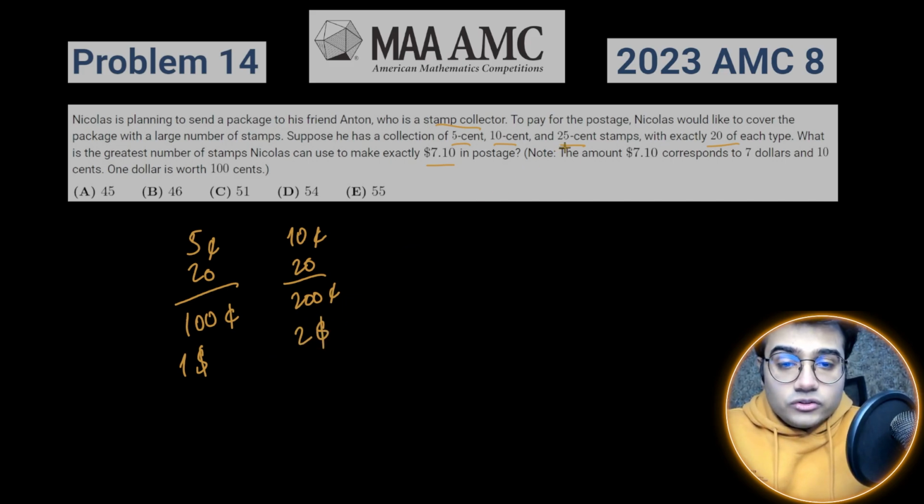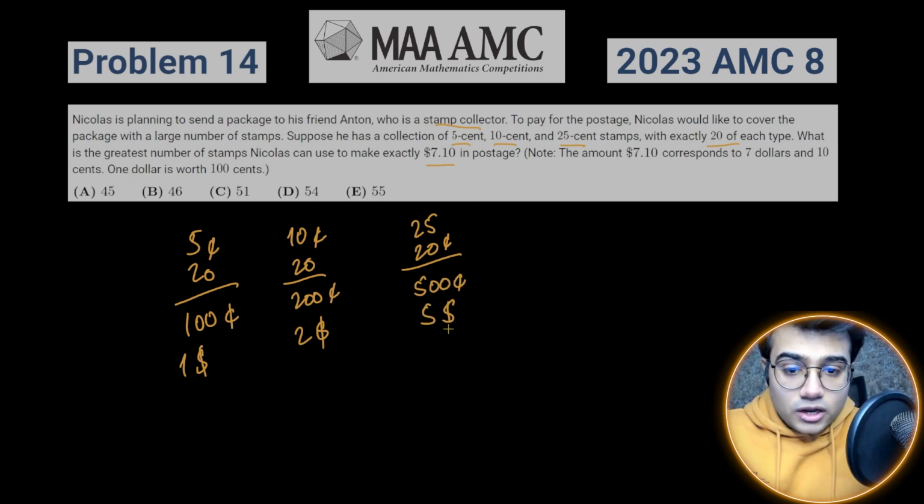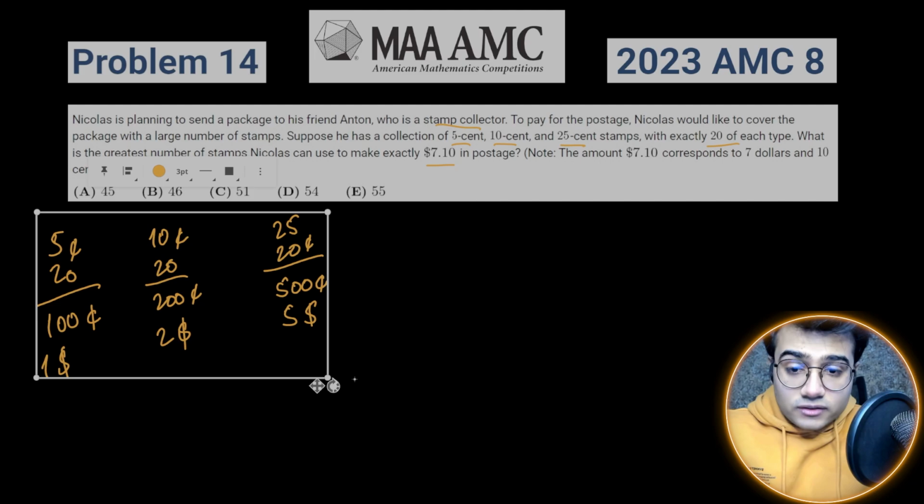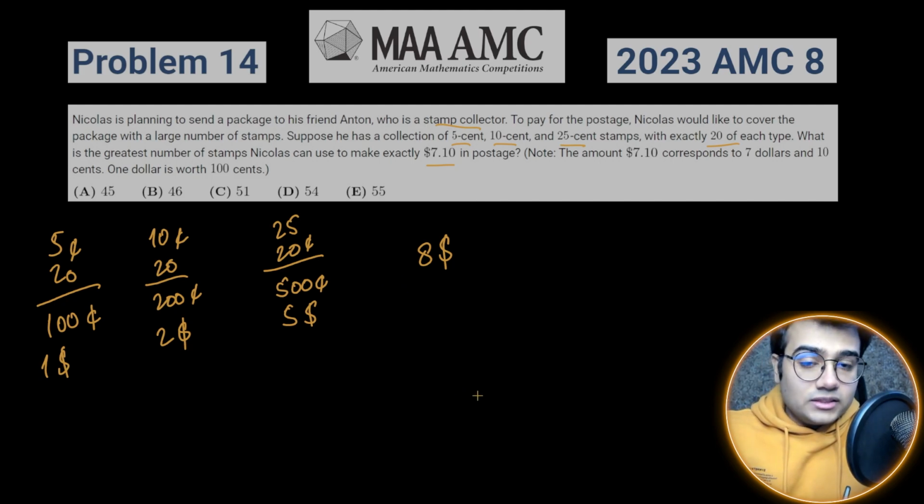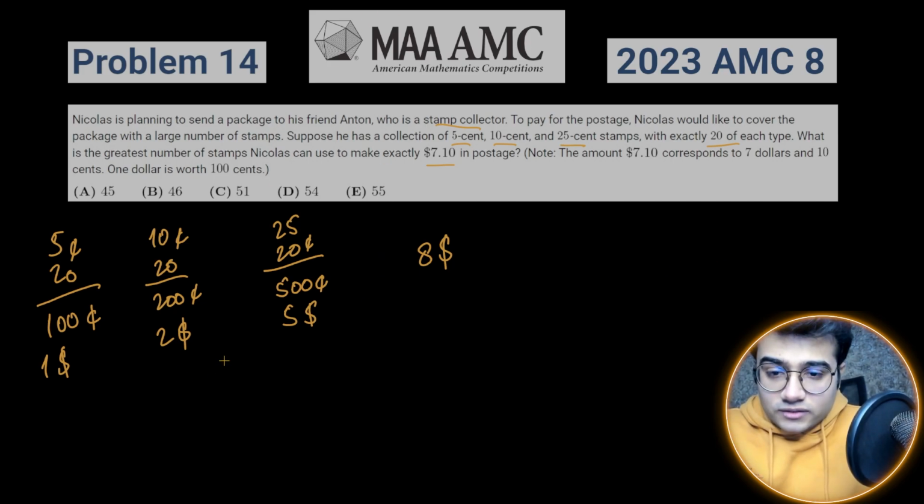So let's use all of the 25 cent stamps as well. 25 times 20, well, that's going to give us 500. 500 cents is $5. Well, now that's over the limit. If you use all these stamps that he has, that's going to make 1 plus 2 plus 5, which is $8. Now that's too much. We have to take some off. Of course we want to take the bigger stamps off so that we don't reduce the total number by much. So right now we have 60 stamps and they total $8.